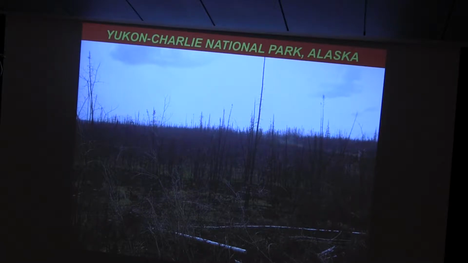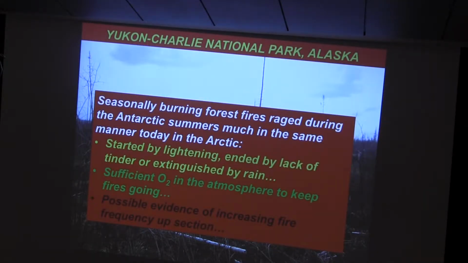So what we postulate is, you know what? There were probably seasonal forest fires burning in those Antarctic summers, started by thunderstorms, 24 hours of daylight, lots of convection, heating. Lightning starts them and they keep burning until they're extinguished by rain or they run out of things to burn.